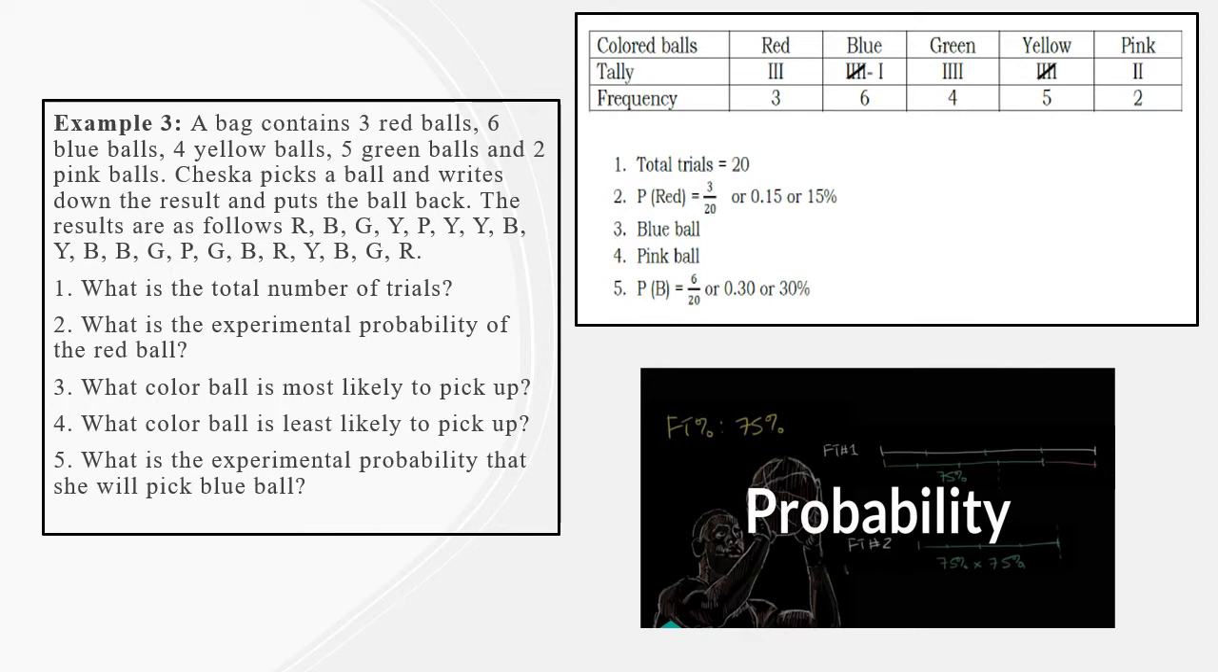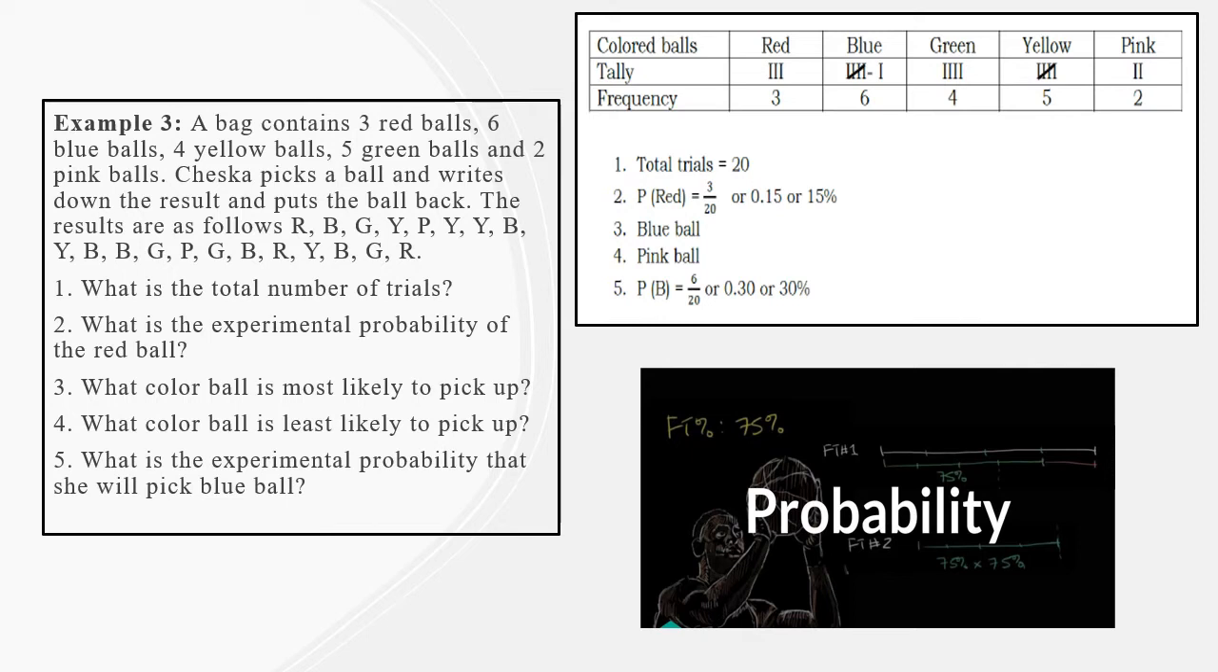Example number 3. A bag contains 3 red balls, 6 blue balls, 4 yellow balls, 5 green balls, and 2 pink balls. Cheska picks up a ball, writes down the result, and puts the ball back. So the results are as follows. So these are the results.